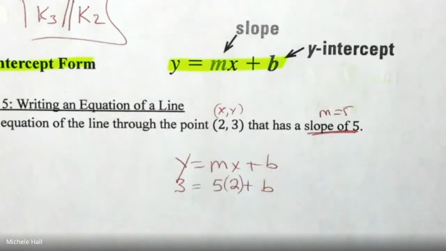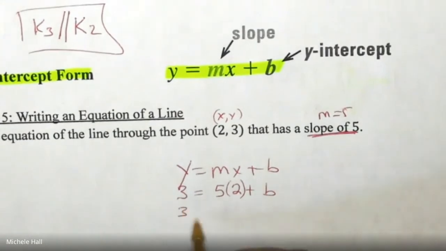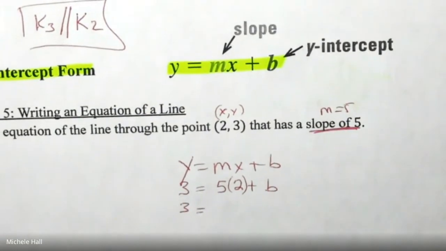Okay, how do I start this problem? You need to start by simplifying first. We have 5 times 2, so we have 3 equals 5 times 2 is 10.